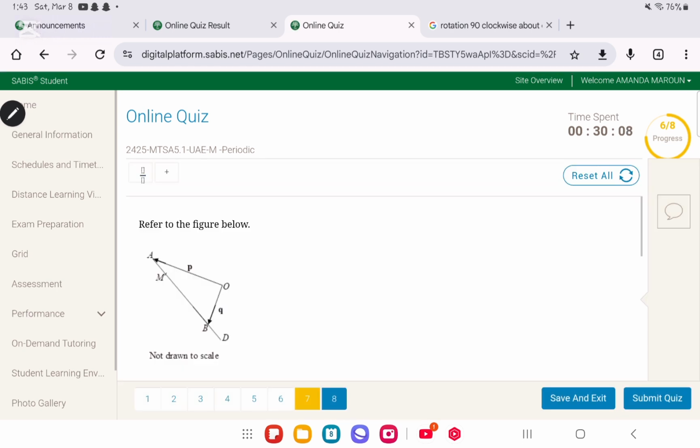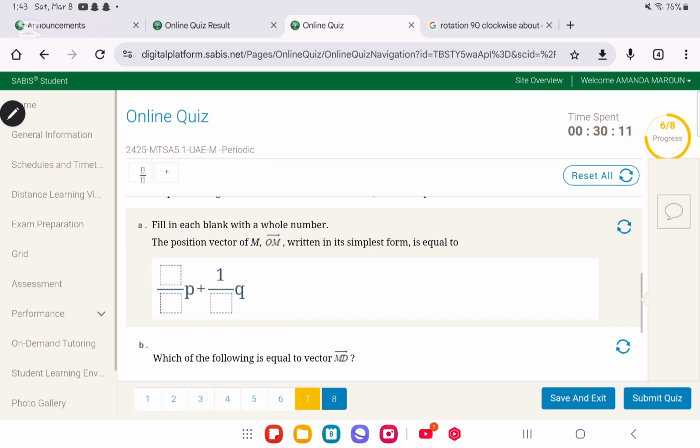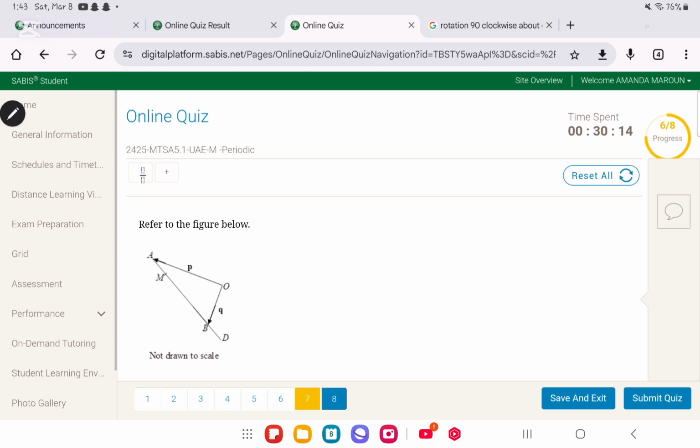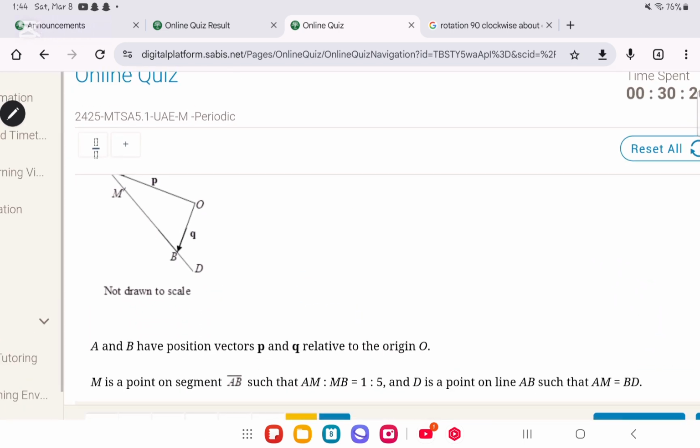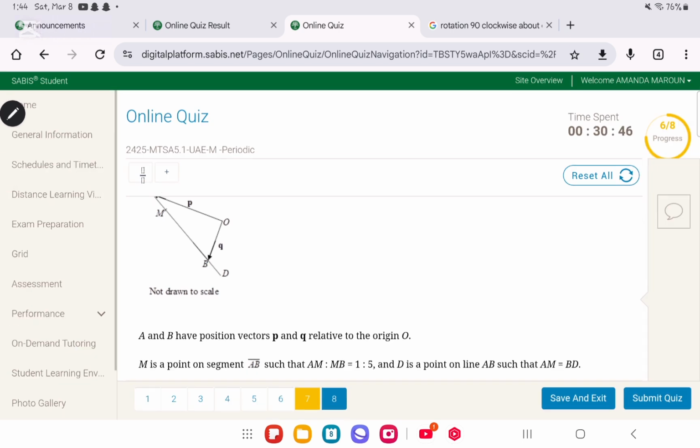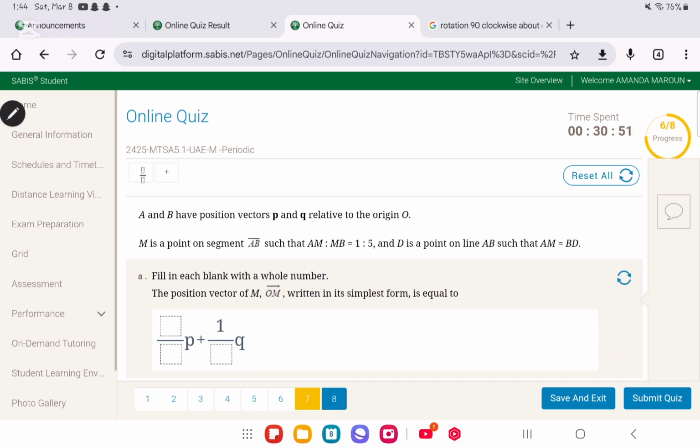We move on to question number 7. Question number 7 is really easy. You look at it, it might seem hard, but it's very, very simple. So they said refer to the figure below. A and B have position vectors P and Q relative to the origin O. Now pay attention. M is a point on segment AB such that AM is 1, MB is 5. That means in total, AB is 6. They also told us that D is a point on the line such that AM is equal to BD. Keep this in mind, we will need it for the second part. Fill in each blank with a whole number.